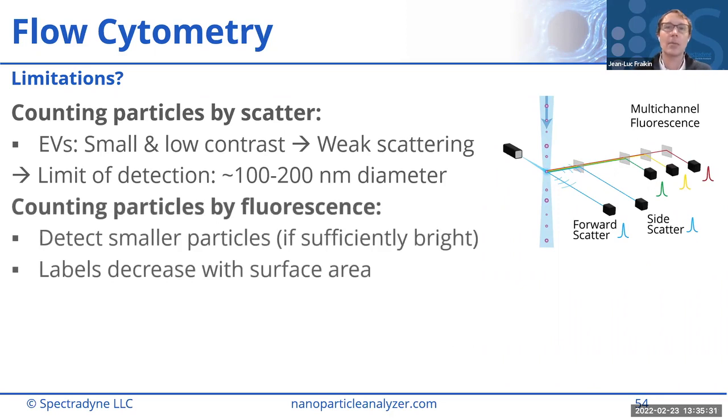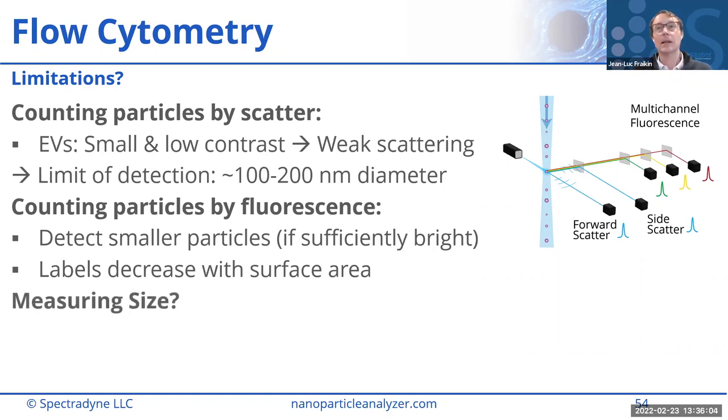The other option is to count particles by fluorescence, because just similar to fluorescence NTA, right? If you're not counting on the scattered light to be your detection signal, then you can count smaller particles as long as they're bright enough, right? But then you start coming up with steric limitations. So, how many fluorophores can you pack onto a 50 nanometer particle with a giant antibody on the side? It's really not that many. So the particles get dim, smaller anyway.